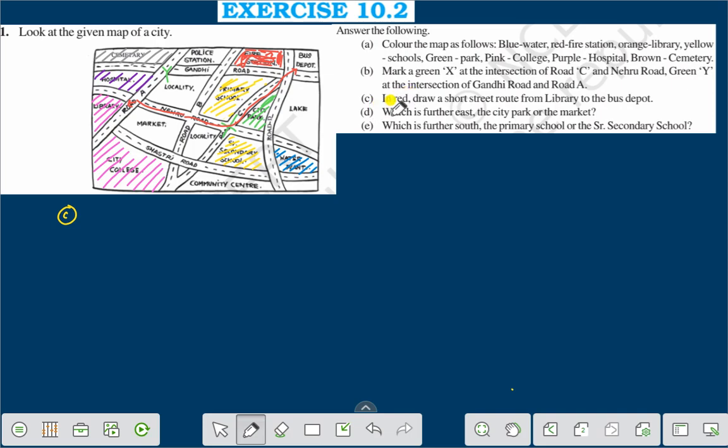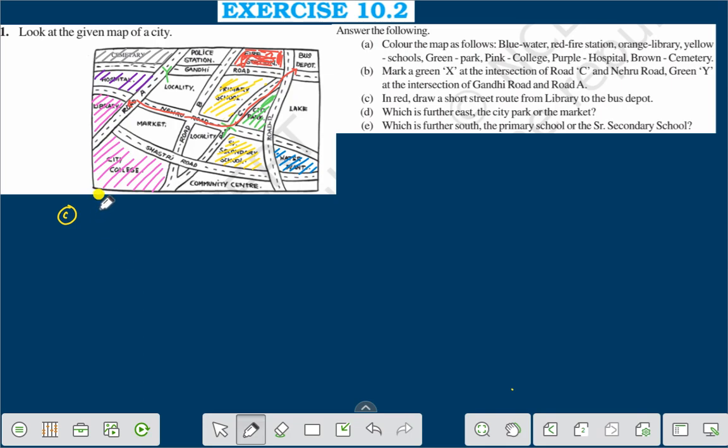Now D: which is farthest east, the city park or the market? Here you see, the city park is here, and the market is here. The farthest east is the city park. Therefore we can write, this is the city park.